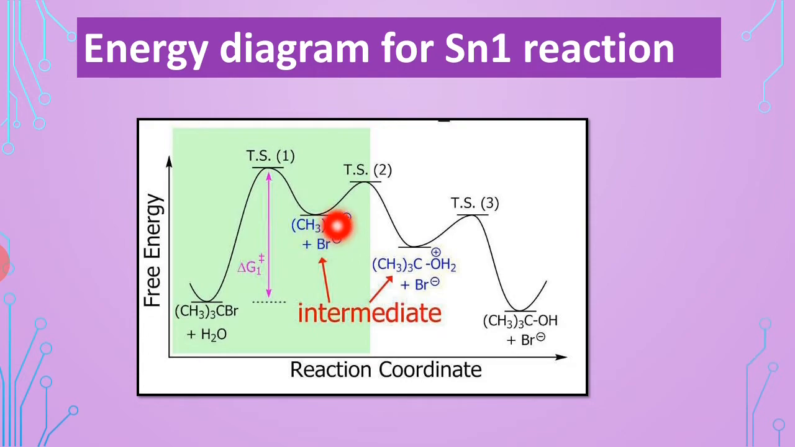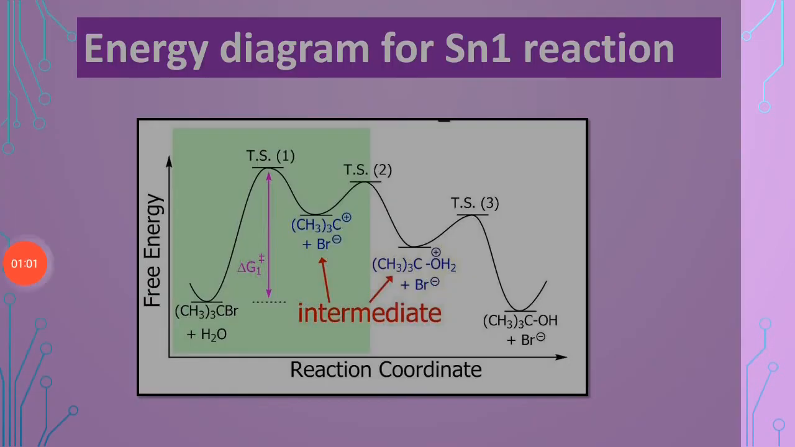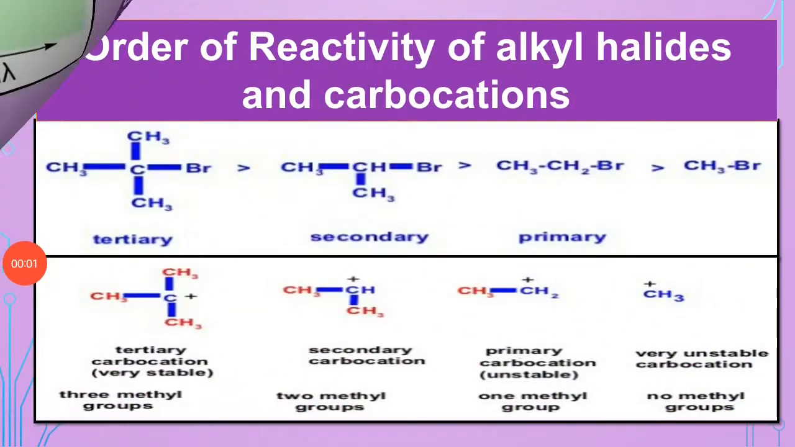This carbocation is at a lower energy level as compared to the transition state. Why? Because the transition state is at a higher energy level, as the formation of the bond and breaking of the bond is not completed, so it is at a very high level. Understood? Next, order of reactivity.